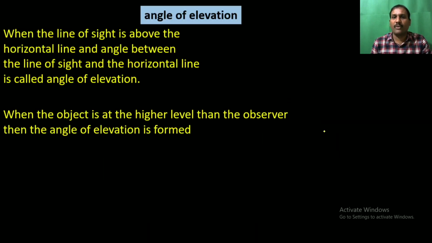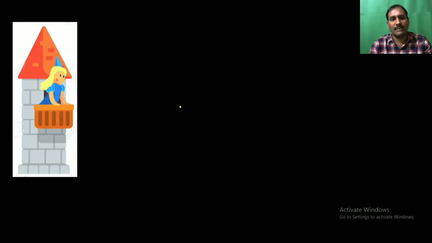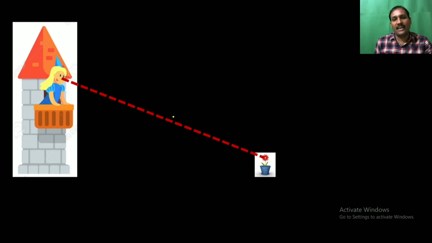So the formal definition of angle of elevation: when the line of sight is above the horizontal line, then the angle between them is called the angle of elevation. Or when the object is at a higher level than the observer, then the angle of elevation is formed. Now we'll go to another example. Here a girl is standing on the first floor balcony. She is observing something on the ground. Let us say there is a flower on the ground. She is observing that. So this is the line of sight here.